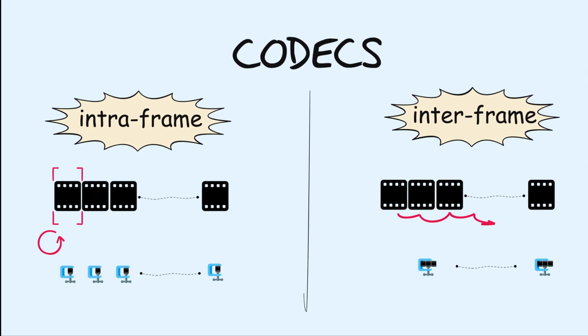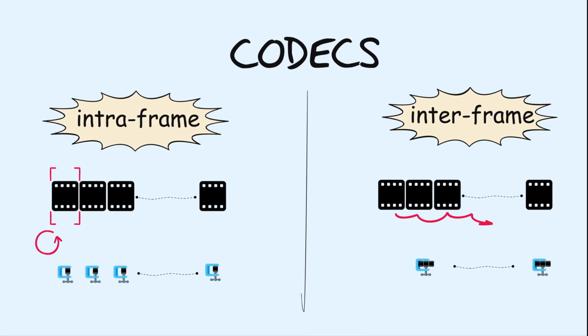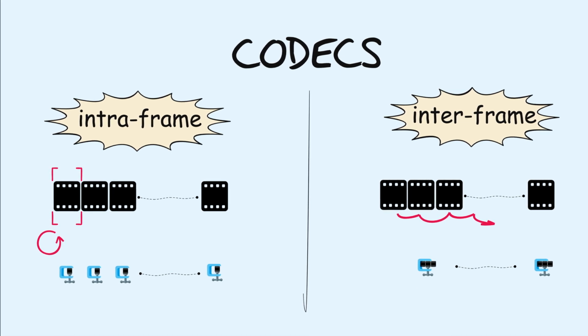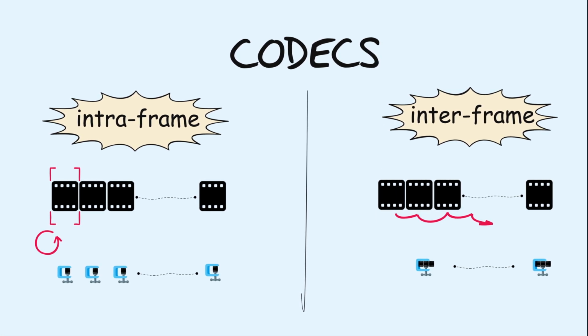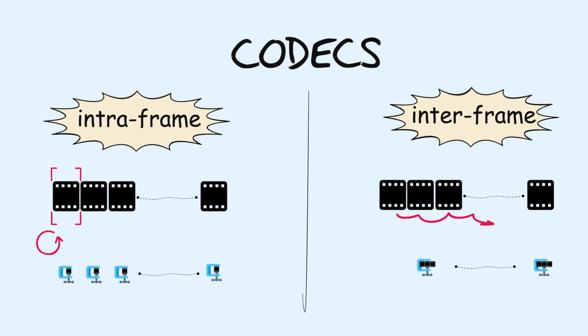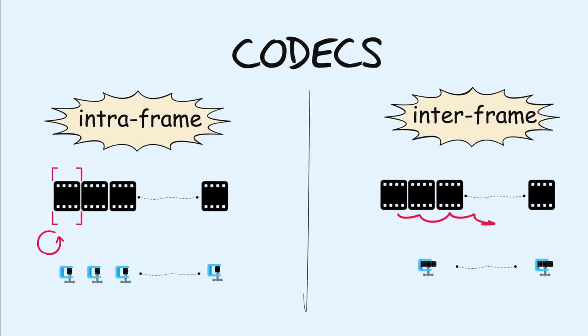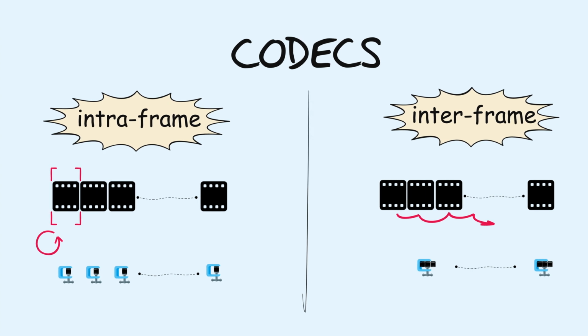Now let's talk about intra-frame versus inter-frame codecs. Intra-frame codecs compress each individual frame of the video separately, while inter-frame codecs compress a series of frames together. Intra-frame codecs are often used for high-quality video editing and post-production because they preserve the quality of each and every frame, making it easier to edit and manipulate individual frames without affecting the rest of the video.